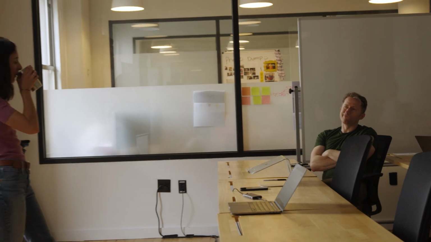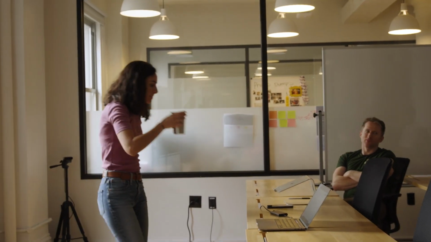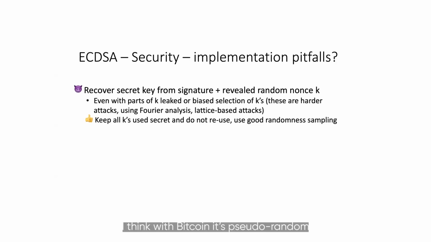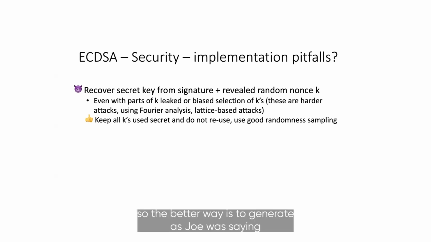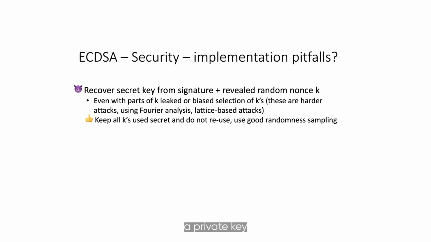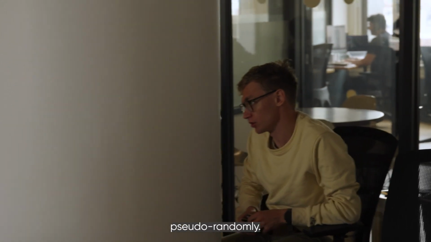I don't know. It's a good question. I think Bitcoin is pseudo-random. The sec key is very much designed to not use randomness, because then you might have a bad randomness generator, and then you get these issues. So the better way is to just generate it, as Joe was saying, from your private key, pseudo-randomly.